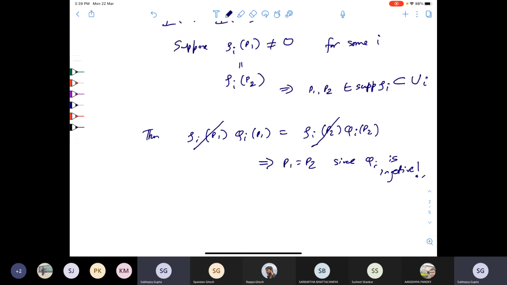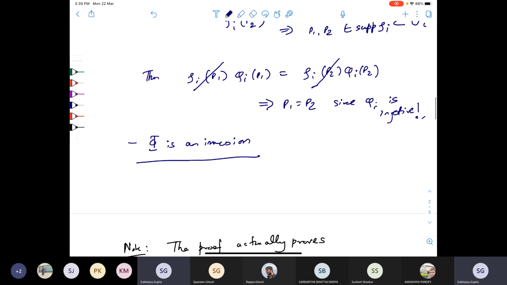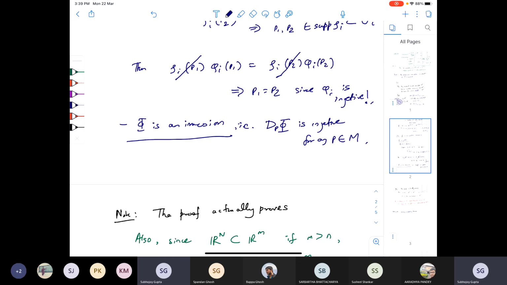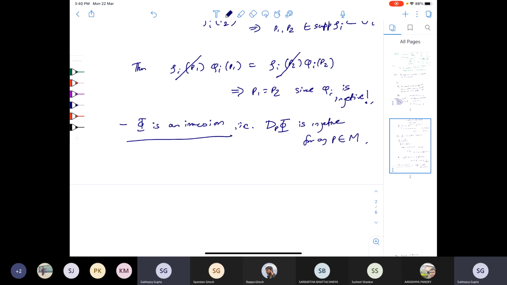So what about immersion? How do you prove that phi is an immersion? Well, what does the derivative of phi at a point look like? Immersion means that this derivative is injective, right? So that is, you want dp of this map, capital Phi, to be injective for any p in M. So how do you show that? Well, let me add a page. That's one way, sort of pushing down things.